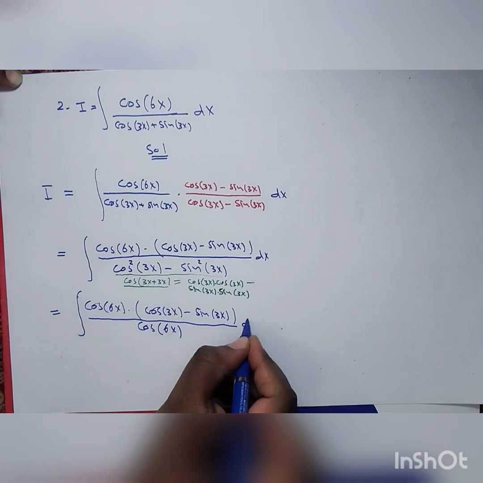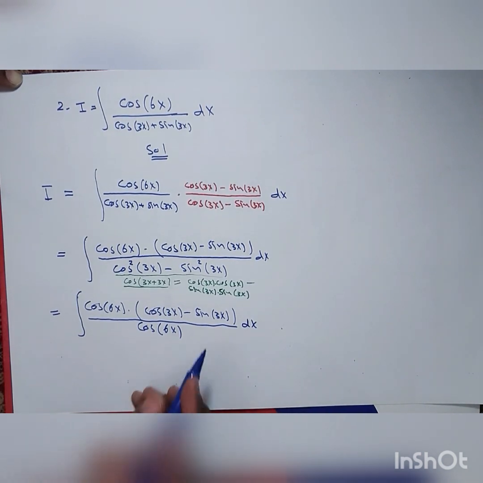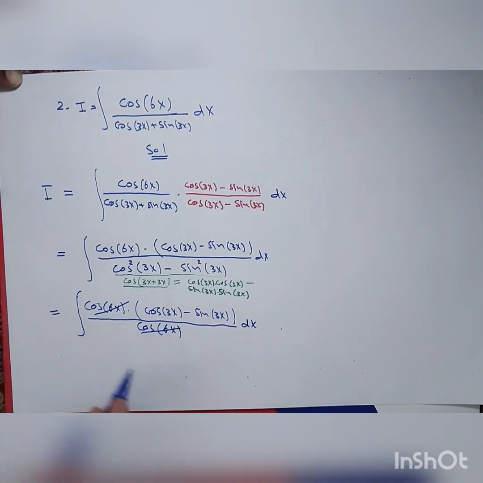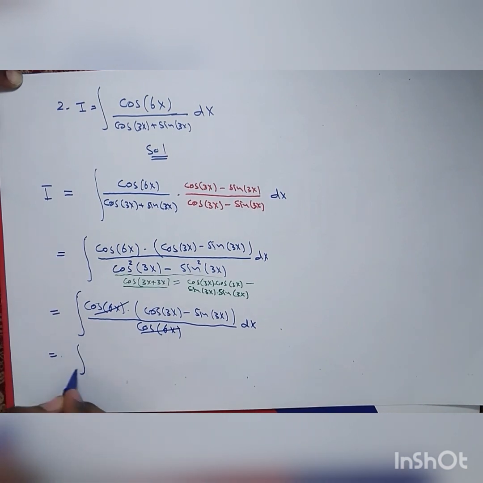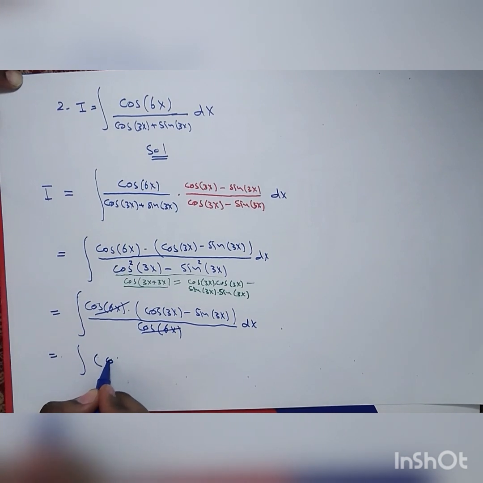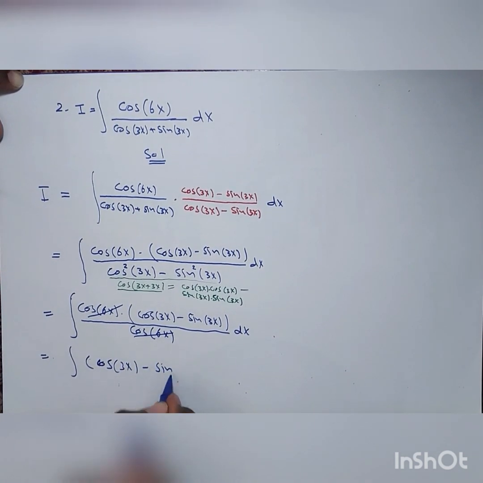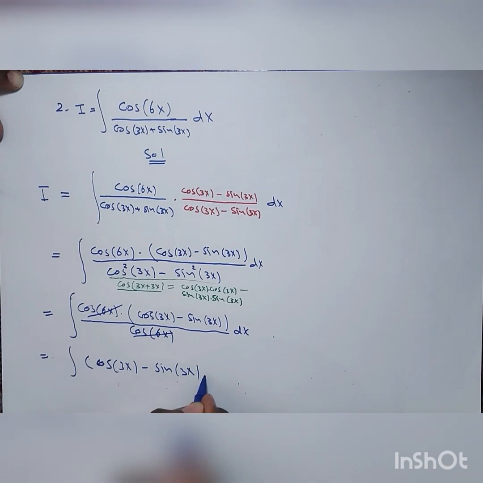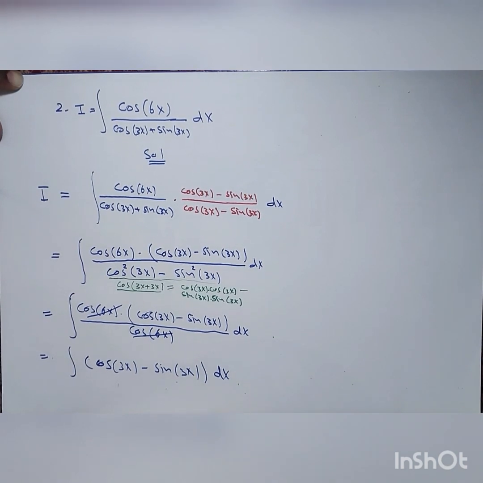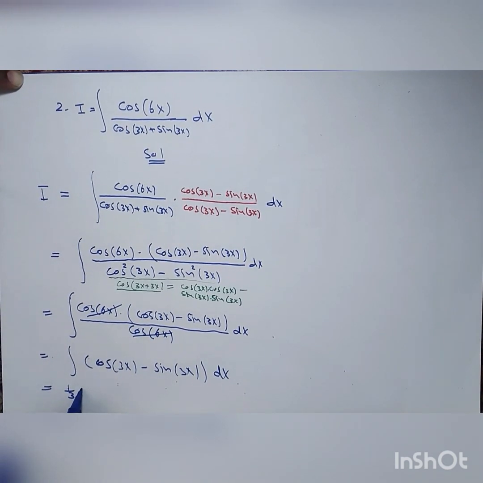So dx is very important not to forget. Now those would cancel out, so our integral will be the integral of cosine 3x minus sine 3x, dx. Closing the parentheses, that is now easy to integrate, right? Because the integral of this is sine 3x.